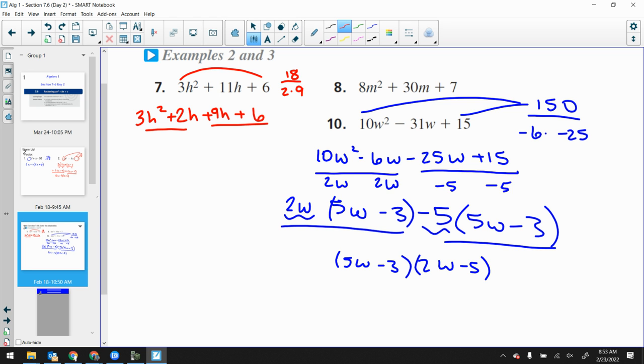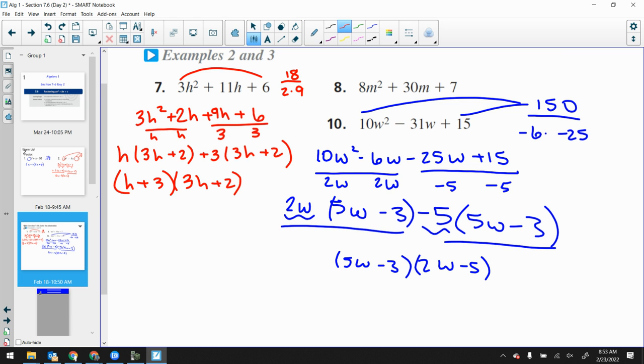Group. Looks like I've got an h, leaving me with a 3h plus 2. Looks like I've got a 3, leaving me with a 3h plus 2. So this gives me an h plus 3, or sorry, it doesn't matter the order, and then a 3h plus 2. I usually write my common binomial first, but it really doesn't matter. Does that make sense?